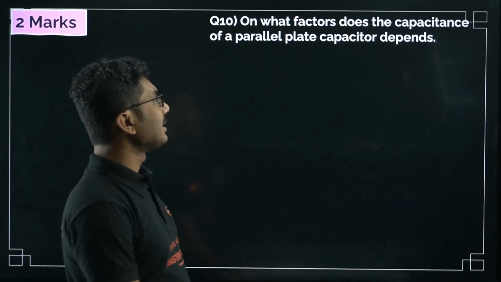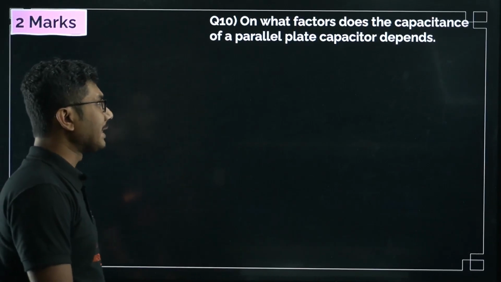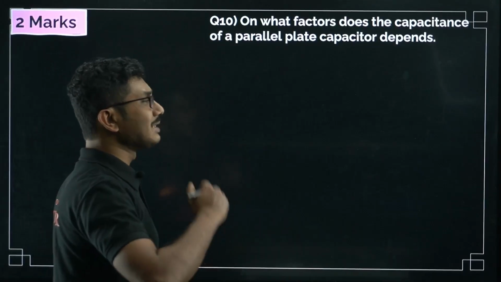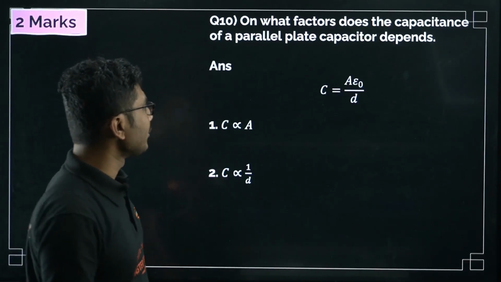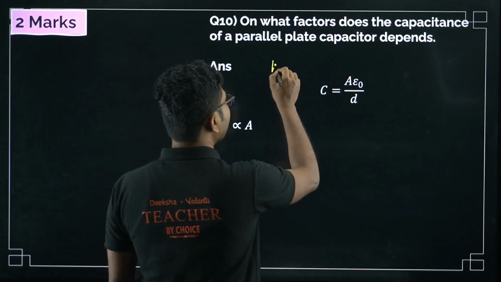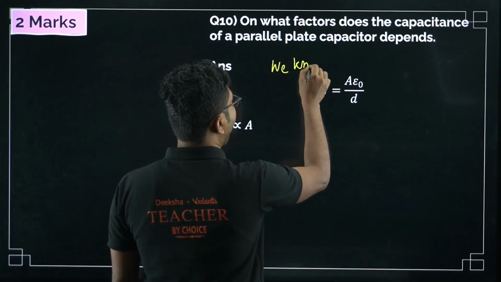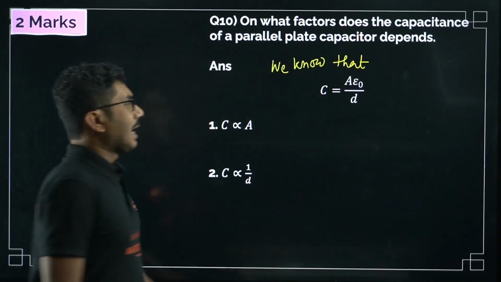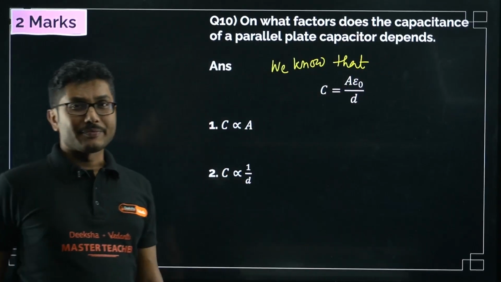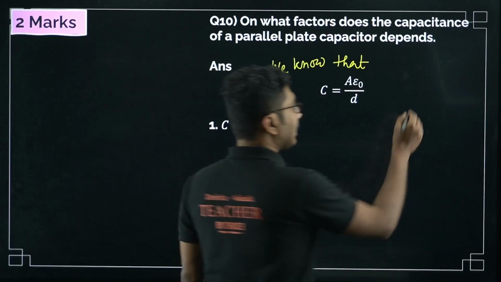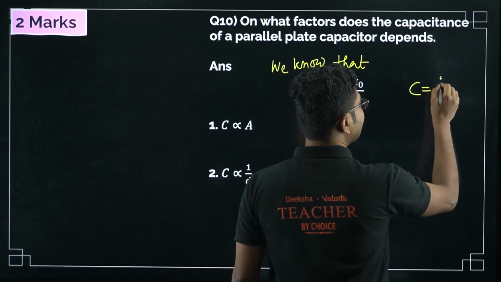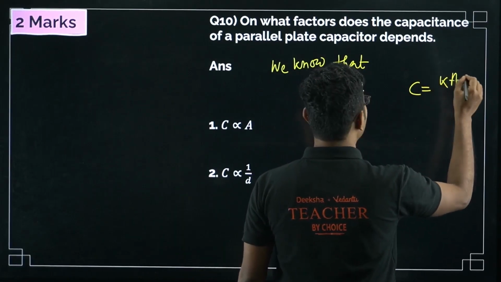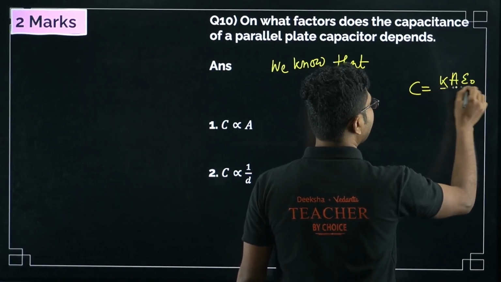On what factors does the capacitance of a parallel plate capacitor depend? To answer this question, what you have to do? First you have to mention, we know that capacitance is basically A epsilon naught by D. Now for a normal capacitor we can also add the dielectric constant: K A epsilon naught by D.